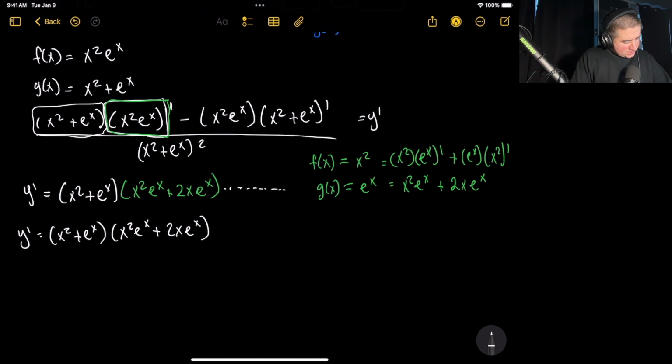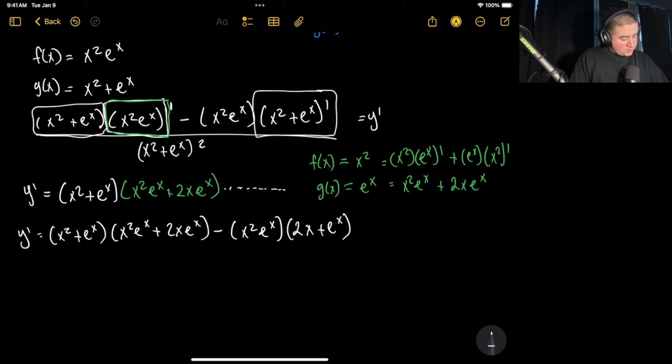Okay, so let's see. Now we have to subtract x squared times e to the power of x, and we have to take the derivative of x squared plus e to the power of x. So now we're taking the derivative of this function here, or this parenthesis here. That's just going to be 2x plus e to the power of x. And we're going to divide all of that by x squared plus e to the power of x, squared.